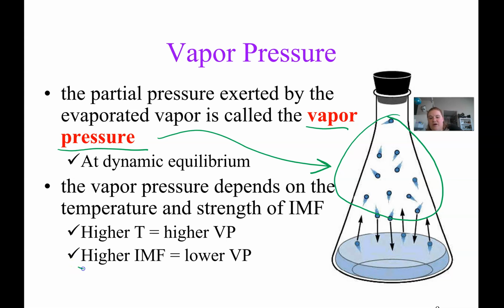So if we have stronger intermolecular forces, that means the molecules aren't going to evaporate as easily or as quickly, so we will have less of them and a lower vapor pressure. If we have a higher temperature, that means more molecules are going to be evaporating, and we will have a higher vapor pressure.